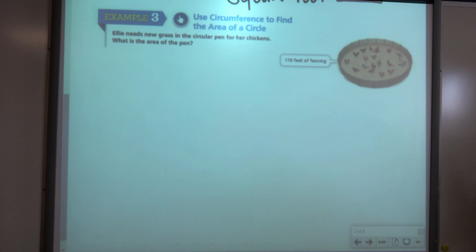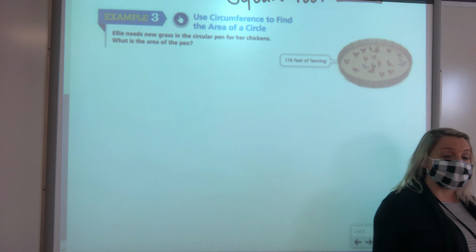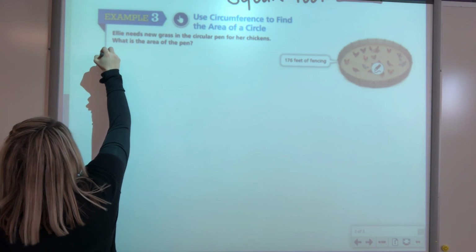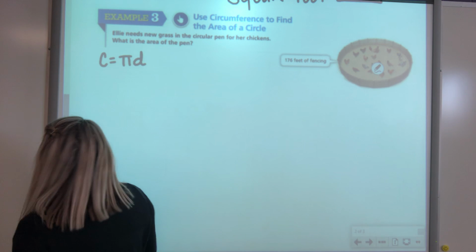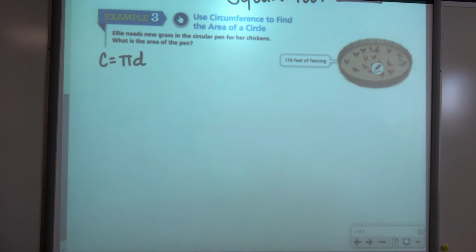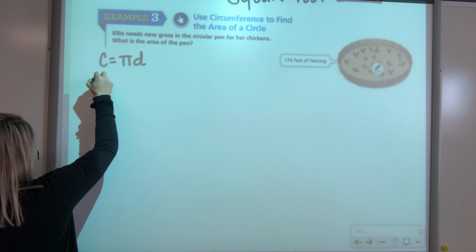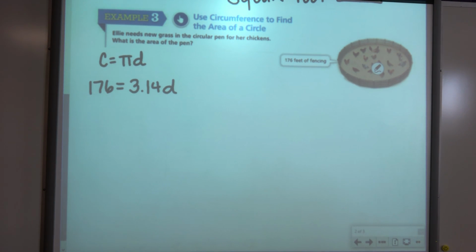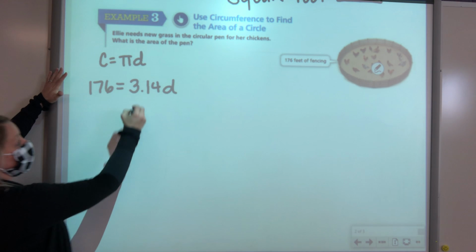What do you need to find the area? What is the one measurement you need to find the area? You need the radius. If you have the circumference, can we find the radius? Yeah. So we know the circumference is pi times diameter, and we know the circumference is 176 feet. So we need to find the diameter. If we have the diameter, can we find the radius? If we know the radius, can we then calculate the area? Yeah. So we have the circumference. We need to find the diameter.